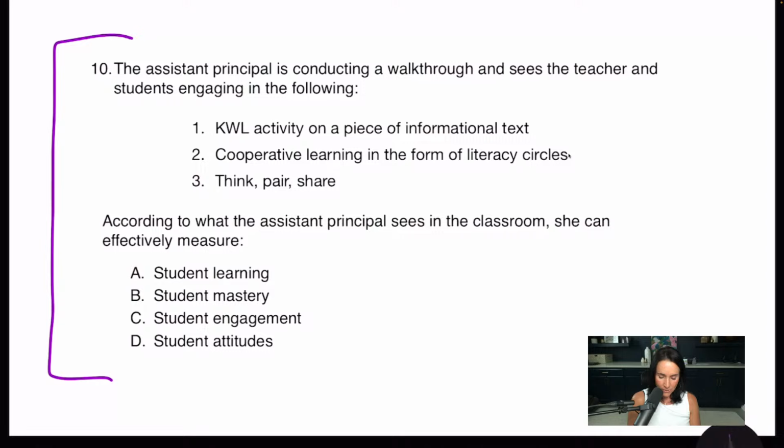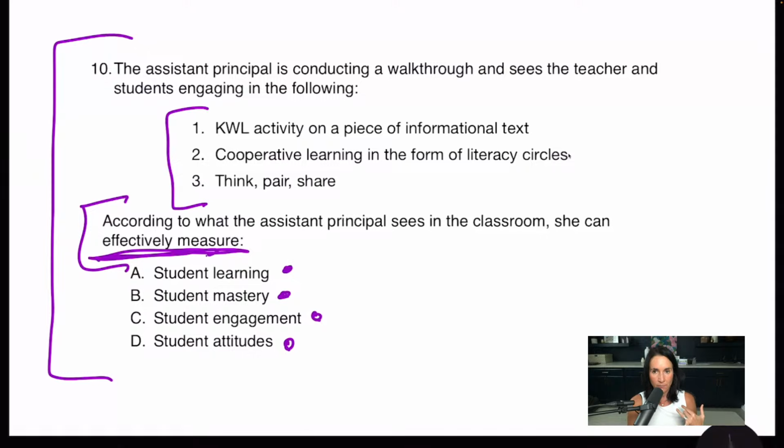And we have answer choices: student learning, student mastery, student engagement, student attitudes. Can't do much here. Let's look at this part. Still working backwards. According to what the assistant principal sees in the classroom, she can effectively measure. All right, what am I looking for here in the kids? What's going on? What can I measure? All right, and we can go right here. We have a KWL activity on a piece of informational text. We have a cooperative learning activity, and we have a think, pair, share.